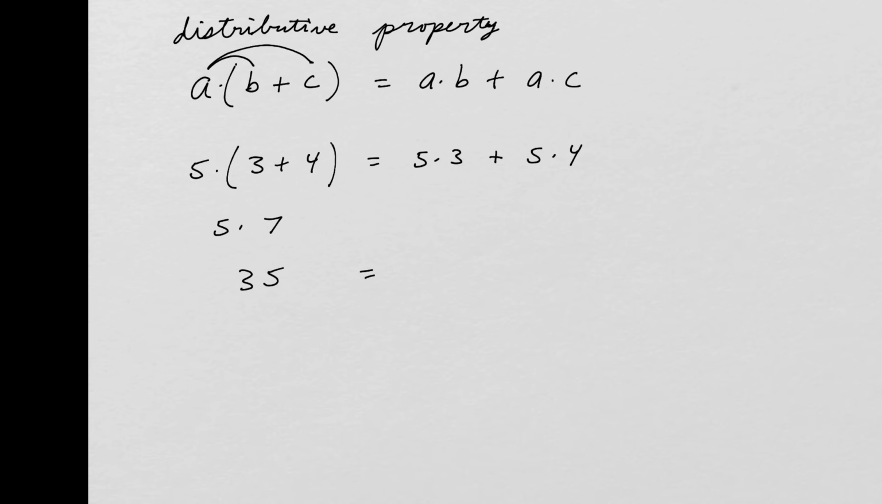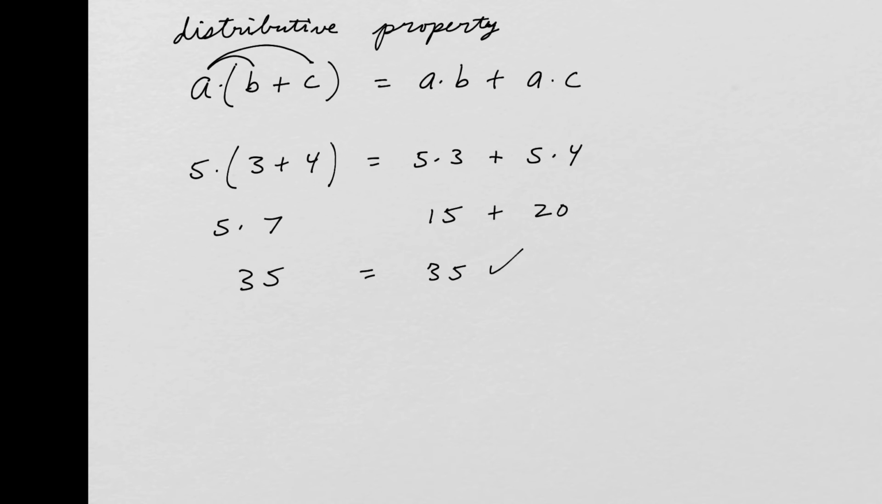And on the right-hand side, I need to do the multiplications first. So 5 times 3 is 15, plus 5 times 4 is 20. But now I can add them, right? That's my only operation left. What's 15 plus 20? That's 35. So those will always be equal. So that distributive property will always hold.